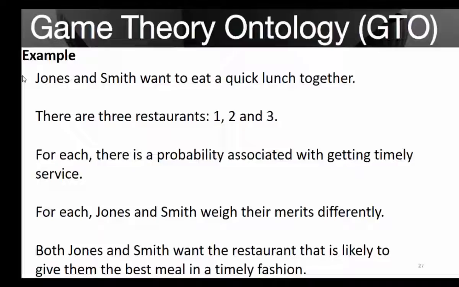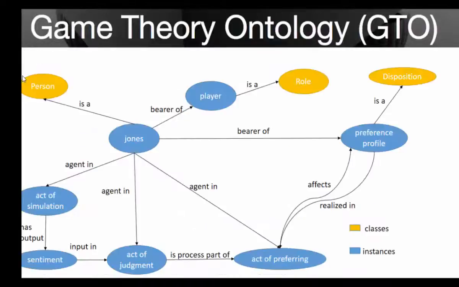So let me go through an example. Jones and Smith want to eat a quick lunch together. There are 3 restaurants, 1, 2, and 3. For each, there's a probability associated with getting timely service. For each, Jones and Smith weigh their merits differently. For both, Jones and Smith want the restaurant that is likely to give them the best meal in a timely fashion. Now, they want to eat together. They want to make each other happy. This isn't the best game theory example because they're not competing off one another. But they both have their individual preferences.